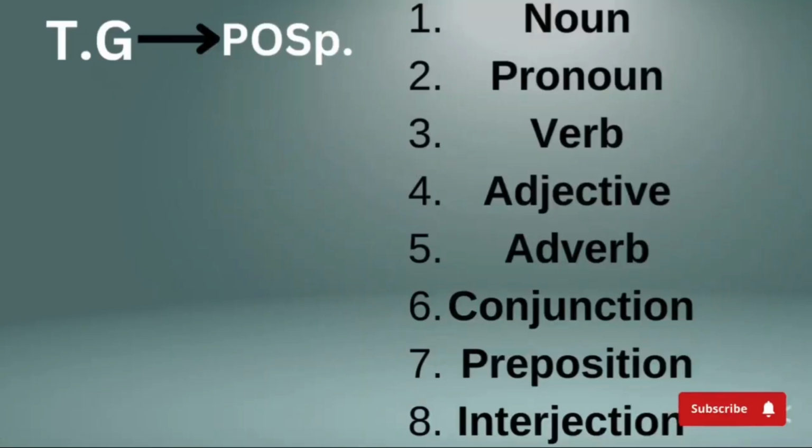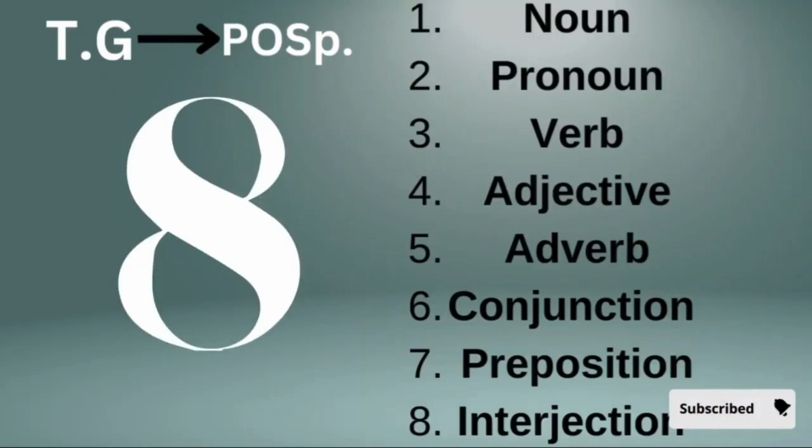So, I told you that words are divided into different classes and categories according to the functions they perform. These categories are termed as parts of speech. In traditional grammar, there are 8 parts of speech: noun, pronoun, verb, adjective, adverb, conjunction, preposition, and interjection. Let's have a bird's eye view of these categories.